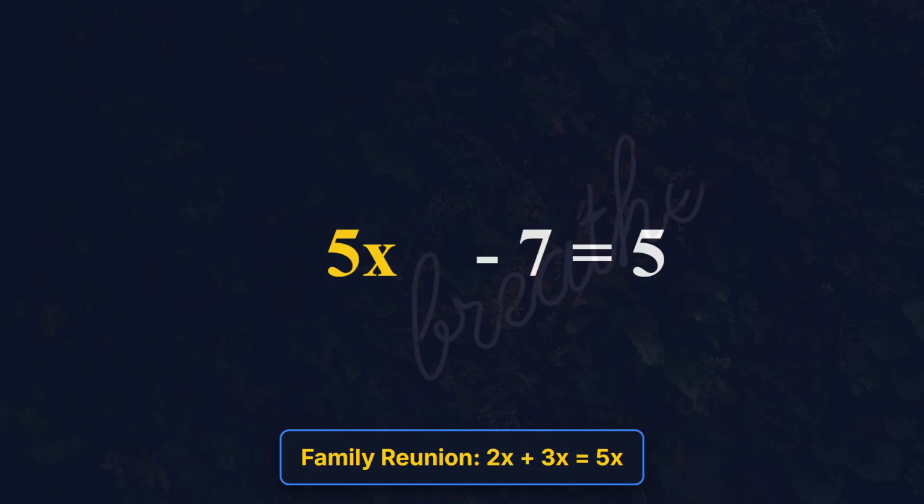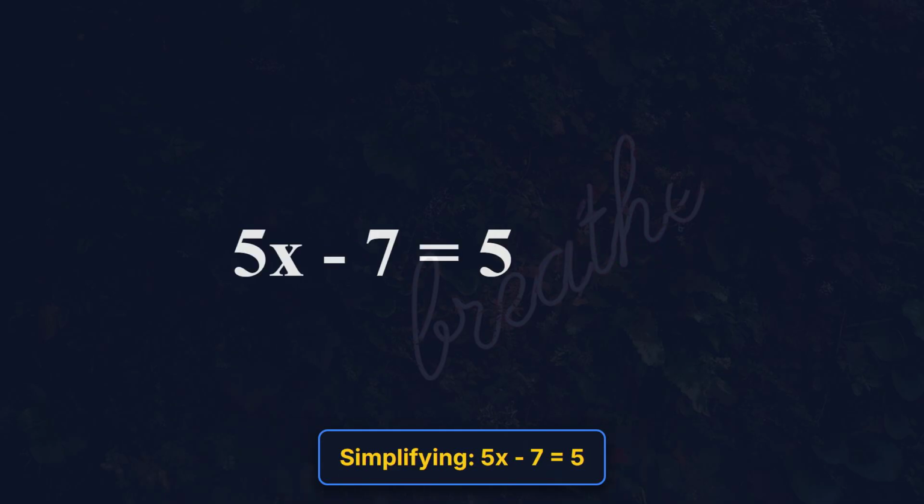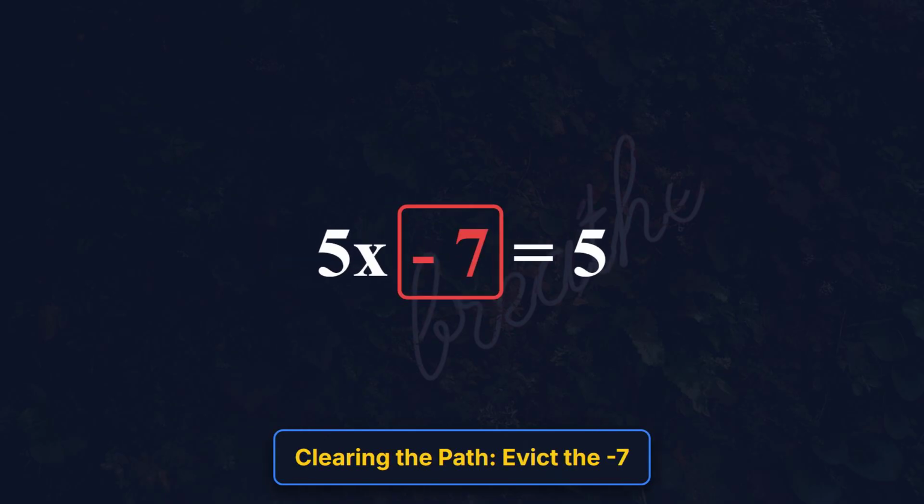Time to group our family. On the left side, 2x's plus 3 more x's combine to give us a grand total of 5x. On the right side, the minus 3x and plus 3x cancel out to 0 and vanish completely. Our line is now much simpler, 5x minus 7 equals 5. With our variables united on the left, we need to clear out any plain numbers sitting next to them. This minus 7 has to go.